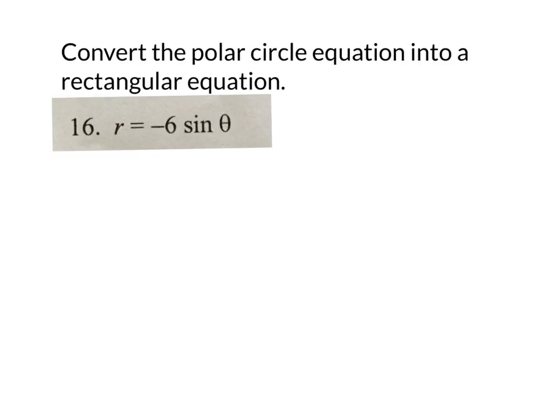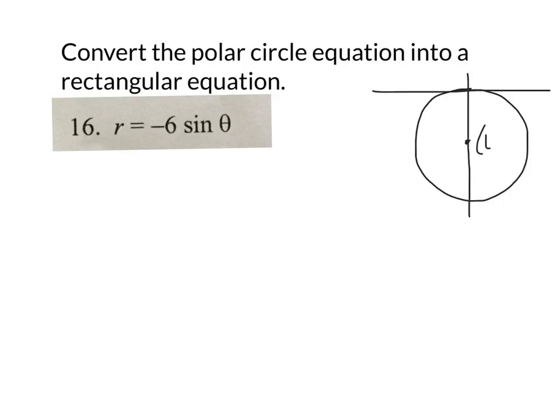So hopefully you recognize this as being a circle. I'll sketch it for you real quick. Negative 6 sine of theta means it has a diameter of 6 units. And because it's negative, that means it's along the negative y-axis with a center at 0, -3, and a radius of 3.